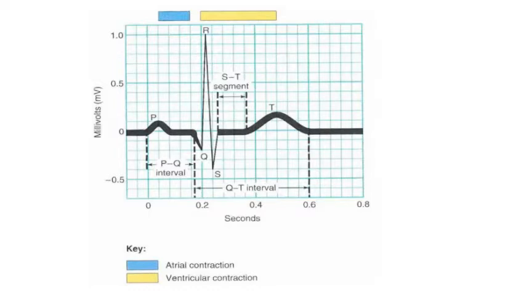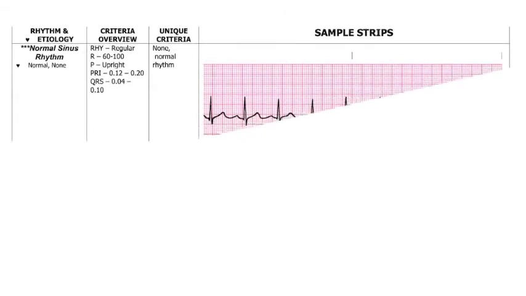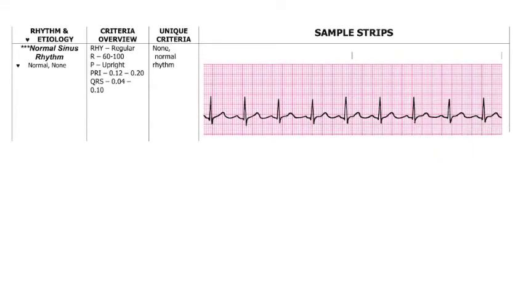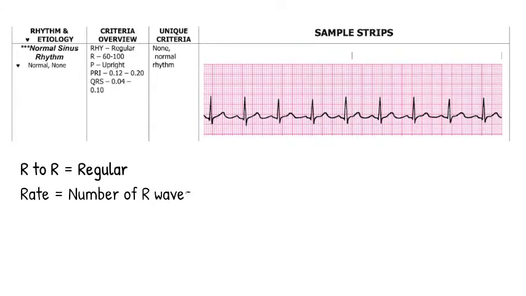So we're going to first begin with sinus rhythm. Starting off with interpretation, we want to look and see if our R to R waveforms are consistent, meaning are they the same distance apart each time? When we look at this rhythm, we see that it is. So we're going to consider that regular.